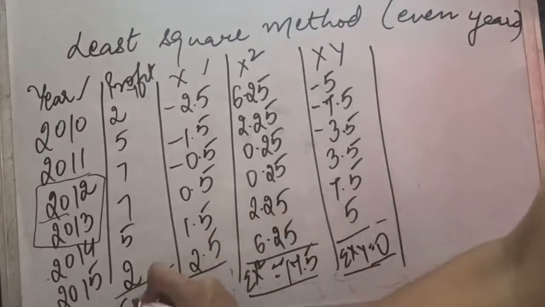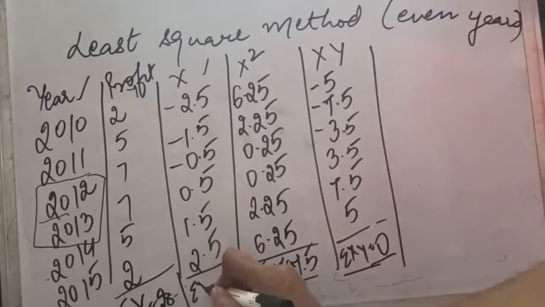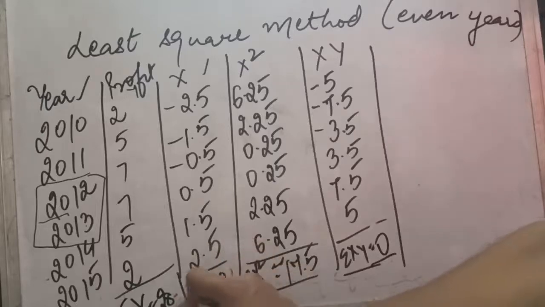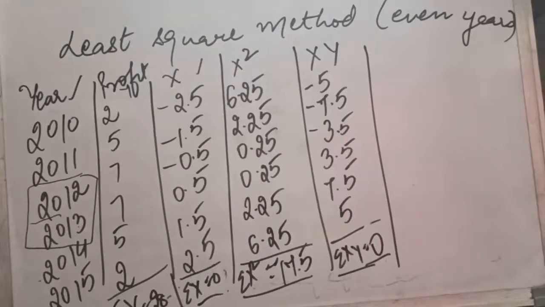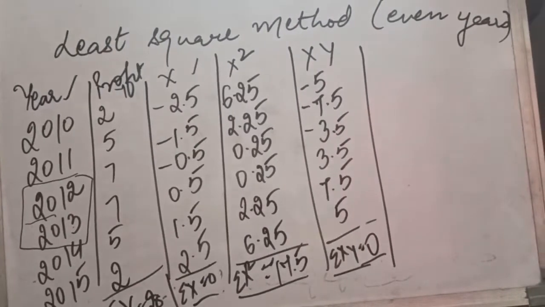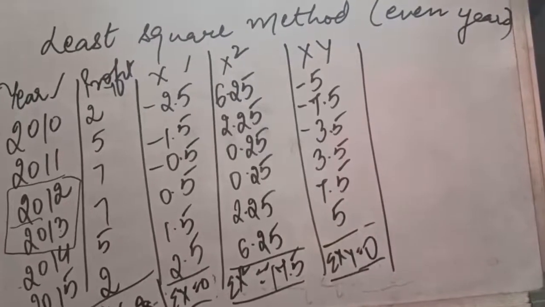Now we will add it also. Sigma y here comes out to be 28 and sigma x comes out to be 0. So these are the values we have got. Now before proceeding towards our equation, that is y is equals to a plus bx, we will have to calculate the values from the second and the third equation. So now let's calculate those values.